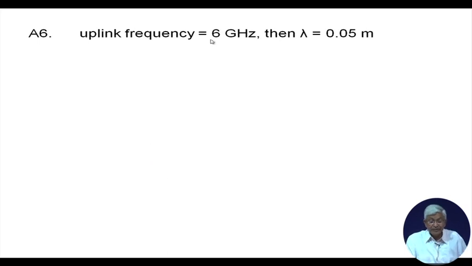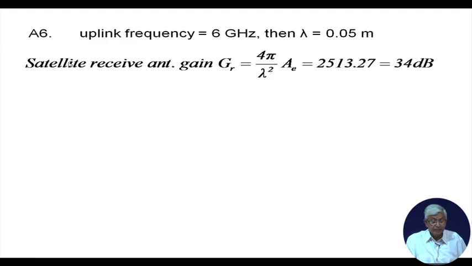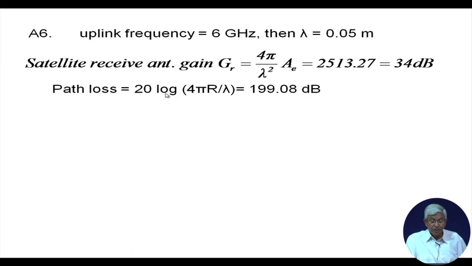So, uplink frequency is given, 6 gigahertz. First we find out the lambda for that. The receive antenna gain in terms of lambda is 4 pi AE by lambda square. AE is already given, lambda we have found out. So, this number comes out to be 34 dB. The path loss is 4 pi r by lambda whole square, in terms of dB 20 log 4 pi r by lambda. By putting the value of r which is given there, and lambda we have found out, 20 log of that is 199 dB.